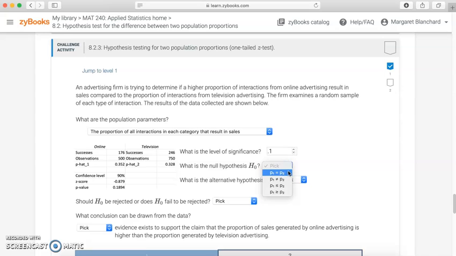The null hypothesis is always that P1 is equal to P2. And in this case, we want to know if the proportion of online is greater than the proportion of television. So that would be P1 greater than P2. All right, let's scroll down.